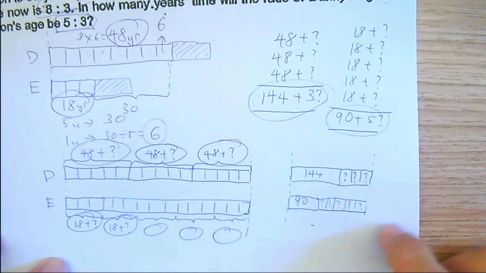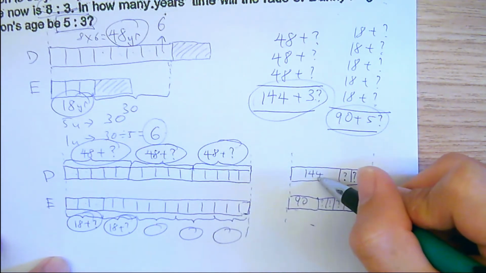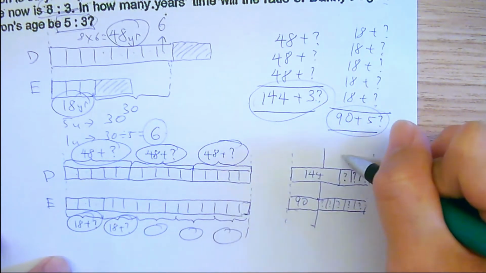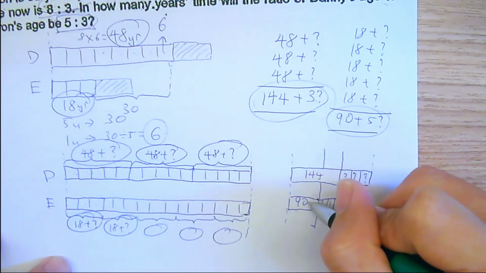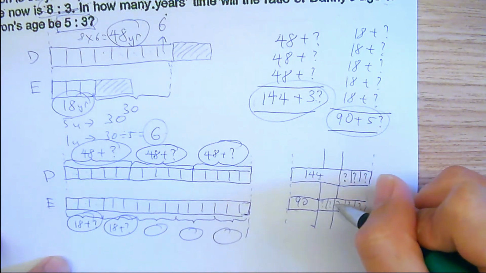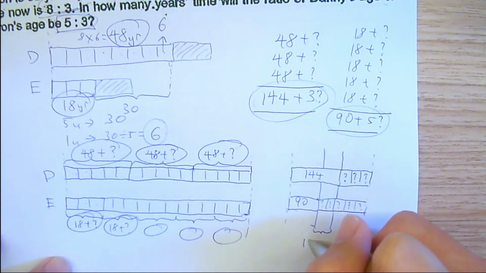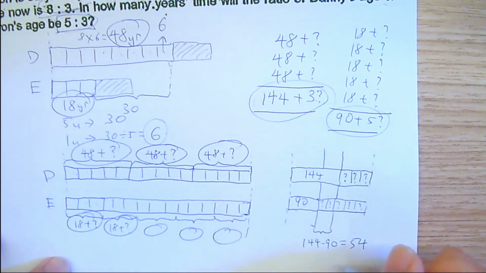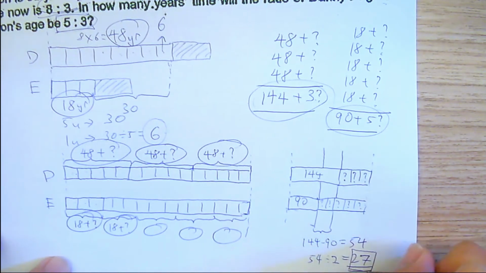Now do you realize that this one is 3 question mark, this one is 5 question mark, and this is 90, this is 144. This tells me that 2 question mark will be 144 minus 90. So 2 question mark will be 144 minus 90, and that will give us 54. Which means that 1 question mark will be 54 divided by 2, and that will give us 27. This is the answer, 27.